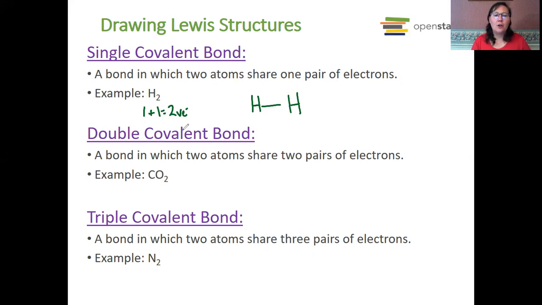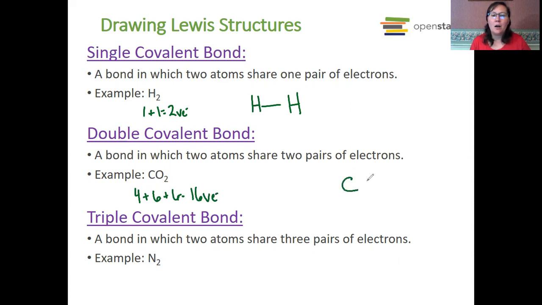We have a double covalent bond, and that's a bond in which two atoms share two pairs of electrons. So let's show you how this would go about. Carbon has 4, and then we have 2 oxygens, so plus 2 oxygens, 12, 16. So we have 16 valence electrons. So now watch what happens.